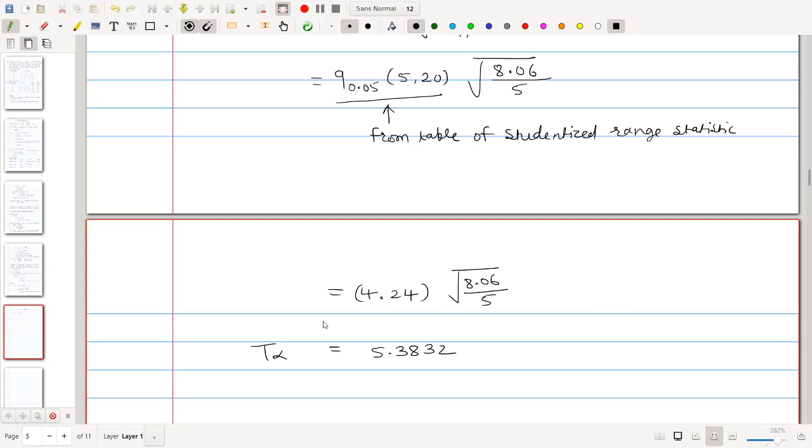Now take the absolute difference of any two treatments. Suppose we want to check whether mu1 is equal to mu2 or not. Then take the absolute difference of y bar 1 dot minus y bar 2 dot. If it exceeds this 5.3832, then we can say mu1 is not equal to mu2. If that difference is less than this one, then we can say mu1 is equal to mu2. Like this we can do for all the pairs.